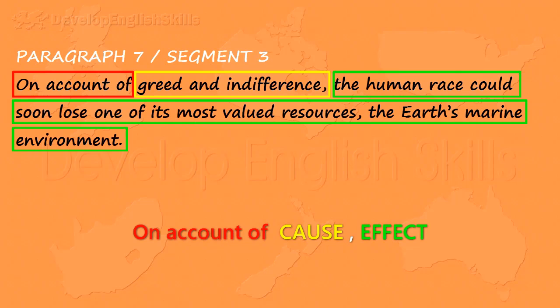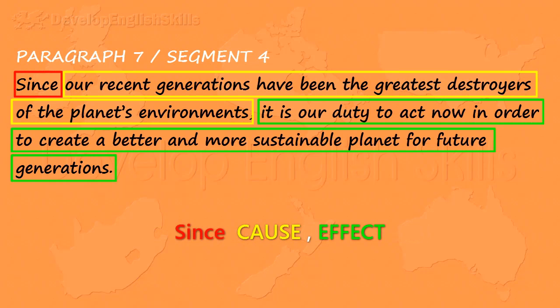On account of greed and indifference, the human race could soon lose one of its most valued resources, the Earth's marine environment. "On account of" goes before the cause, which is followed by a comma and the effect. Since our recent generations have been the greatest destroyers of the planet's environment, it is our duty to act now in order to create a better and more sustainable planet for future generations. "Since" precedes the cause, followed by a comma and the effect.